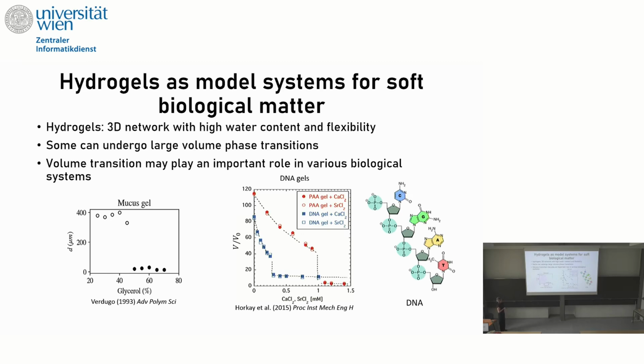This is a plot that I want to use to convince you why polyacrylates are a good model for biopolymers. You can see in the plot, in the blue line, DNA gel, and in the red line, sodium polyacrylate, and it reacts to divalent ions. And we see that at the critical concentration of strontium or calcium, we can see a steep decrease in the volume, both for polyacrylate gels and for DNA gels.